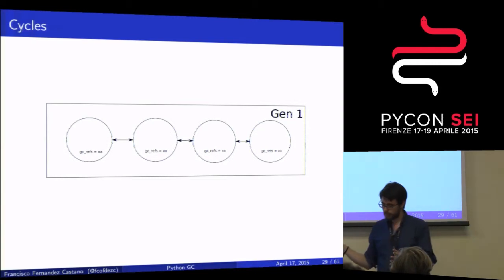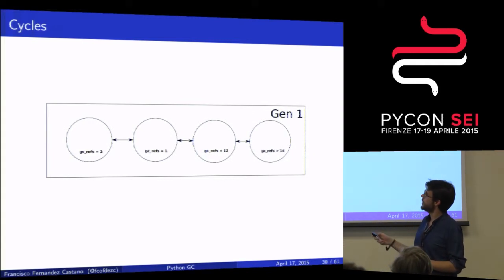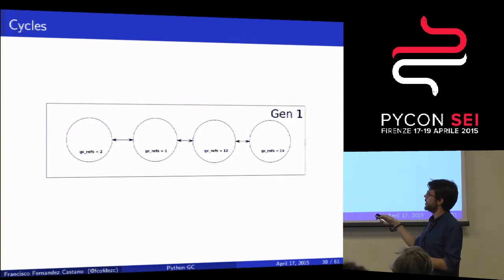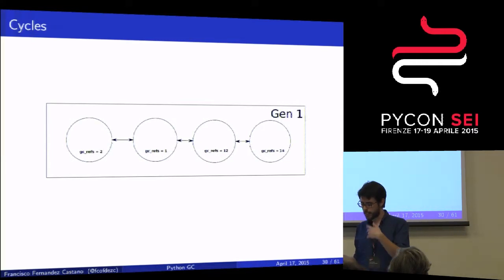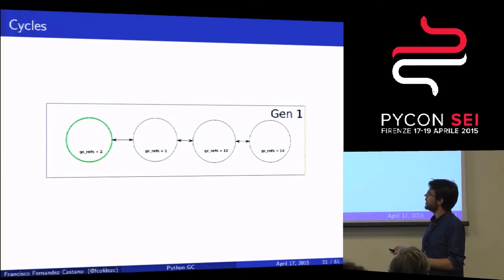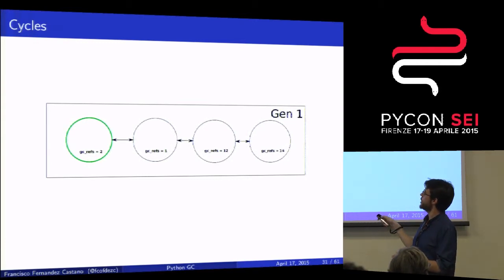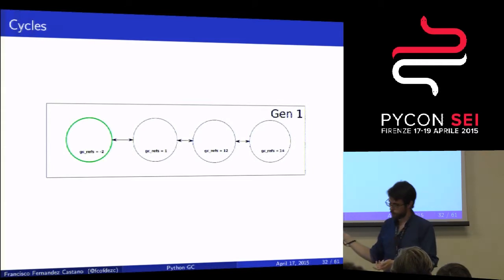So okay, the algorithm works as follows. In the first place, it updates these references, this counter. Let's say this object has 2, 1, 12, 14. Then the next step is, one by one, to subtract 1 for each other object that is in this doubly linked list. So we take this object and subtract 1, 1, 1, so we end up with -2.